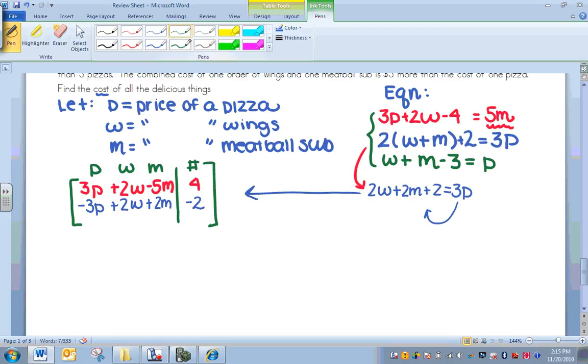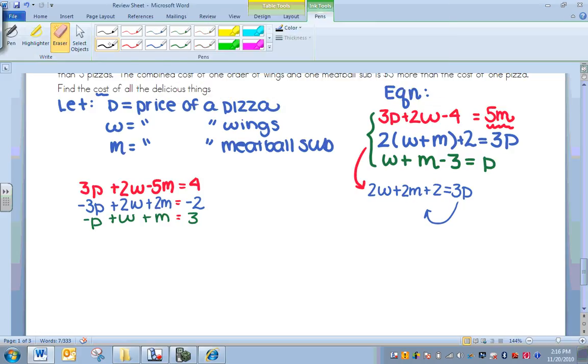Okay, now the last one, I've got wings, meatball. I need to subtract the pizza over. So it's going to be negative p plus W plus M equals 3. Okay, this really isn't the matrix yet, so let me get all this stuff out of here, because to set it up as a matrix, we need to get rid of the variables and set everything up. So now I'll turn it into a matrix.